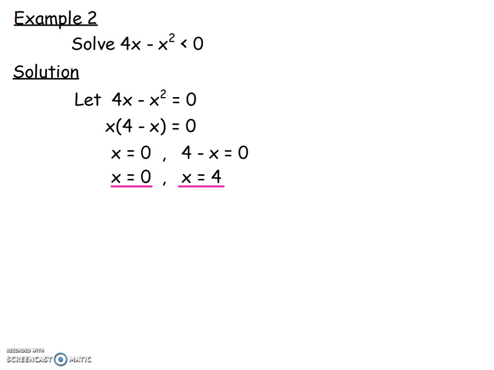Let's have a look at example 2 then. Solve 4x minus x squared is less than 0. So again we start the question in the exact same way. We let it equal 0. So 4x minus x squared equals 0.